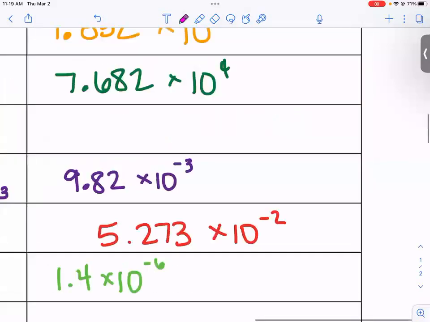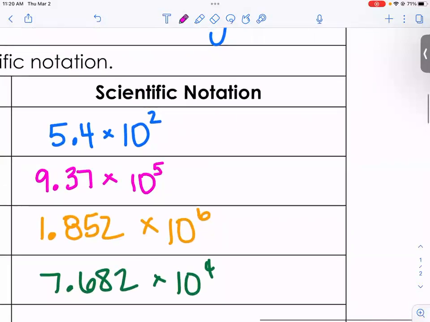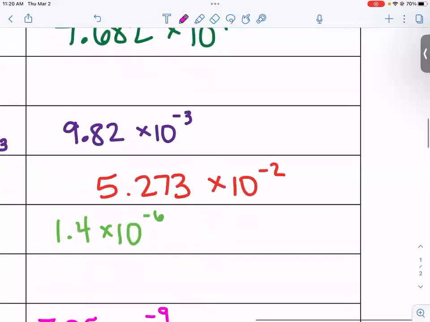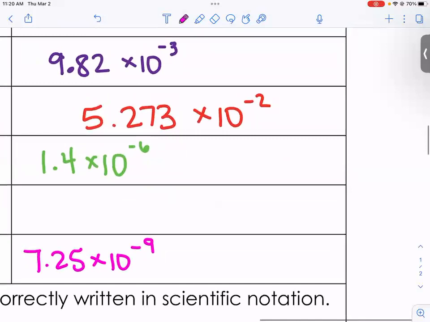Up here, orange was our biggest because 6 was the highest exponent on the scientific notation. Okay. 2 was the smallest because it was the smallest exponent. Well, when we're in the negative numbers, we kind of have to think that same way, but with negatives. This negative 2 was our biggest number, but the negative 9 was our smallest.